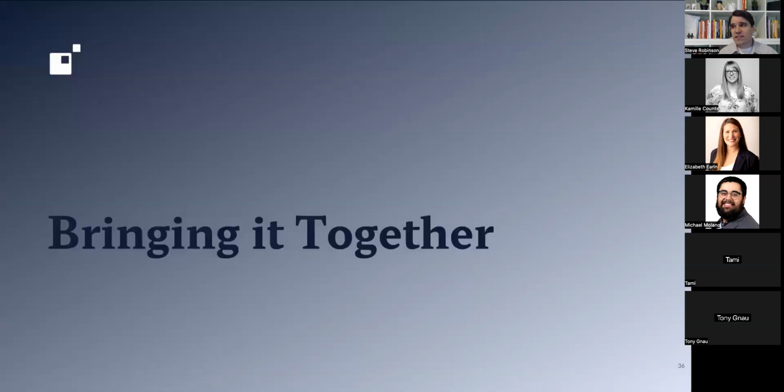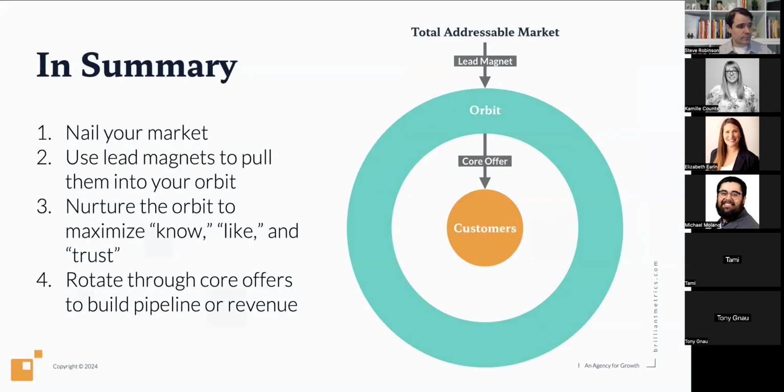So bringing these topics all together here. First, you want to nail your market. Don't try to market to everyone. Figure out who your ideal customer is and figure out how to address them, how to reach them, how to target them. Use a lead magnet to pull those folks into your orbit. Once you have them in your orbit, nurture the orbit, maximize know, like, and trust. Finally, rotate through a series of core offers to build pipeline or revenue. Pull those people in.